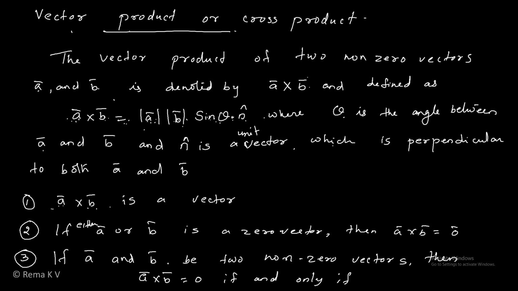A similar result we had learnt in dot product also. If A and B are two non-zero vectors, then A dot B is equal to 0 if and only if A is perpendicular to B. In case of dot product, A B cos theta, where A and B are not equal to 0, so cos theta is equal to 0. Cos theta is equal to 0 when theta is equal to pi by 2. So we can say that A and B are perpendicular.